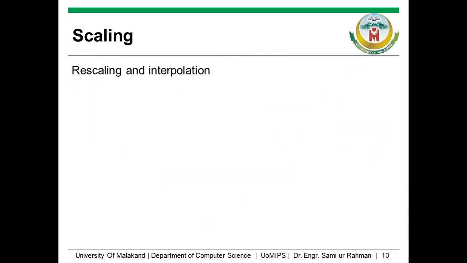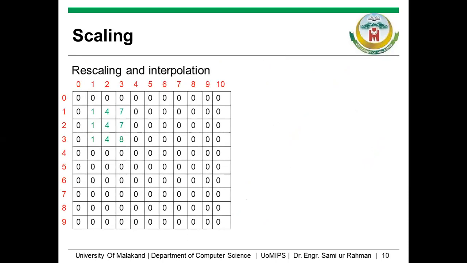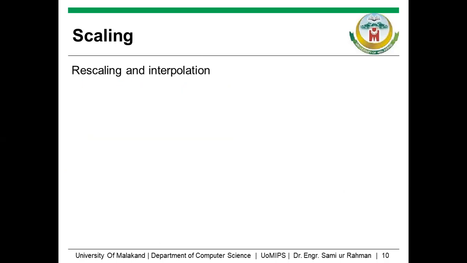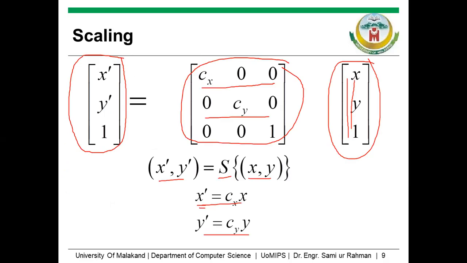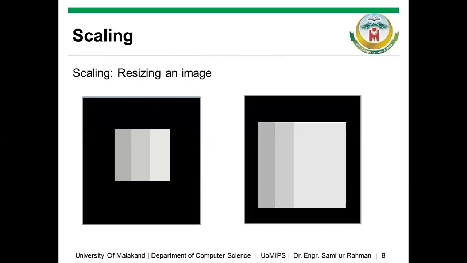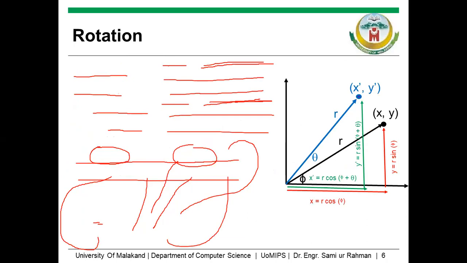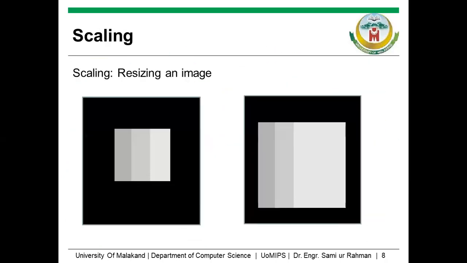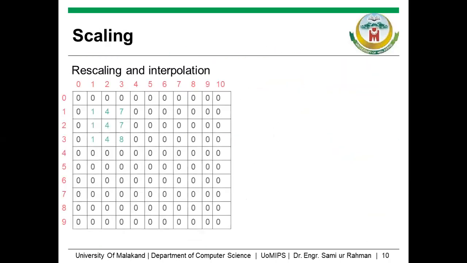Okay, rescaling and interpolation. These are image processing concepts, but the objective of this lecture was how we can mathematically represent the concepts of translation and rotation. So I hope it's clear now.